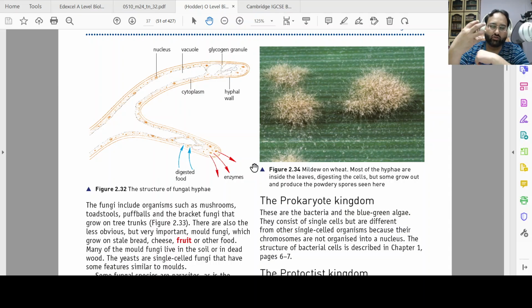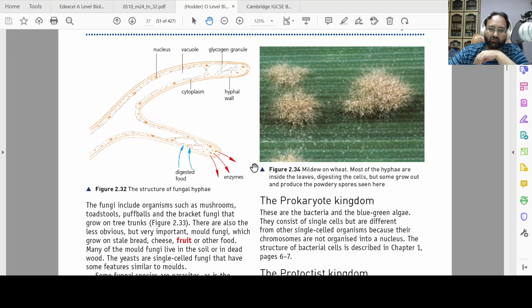So they don't have eat, chew, swallow, digestion, the stomach and intestine, and then the circulatory system. They obviously don't have that mechanism. They directly take in the digested food. They release the enzymes onto the material that they're growing on.